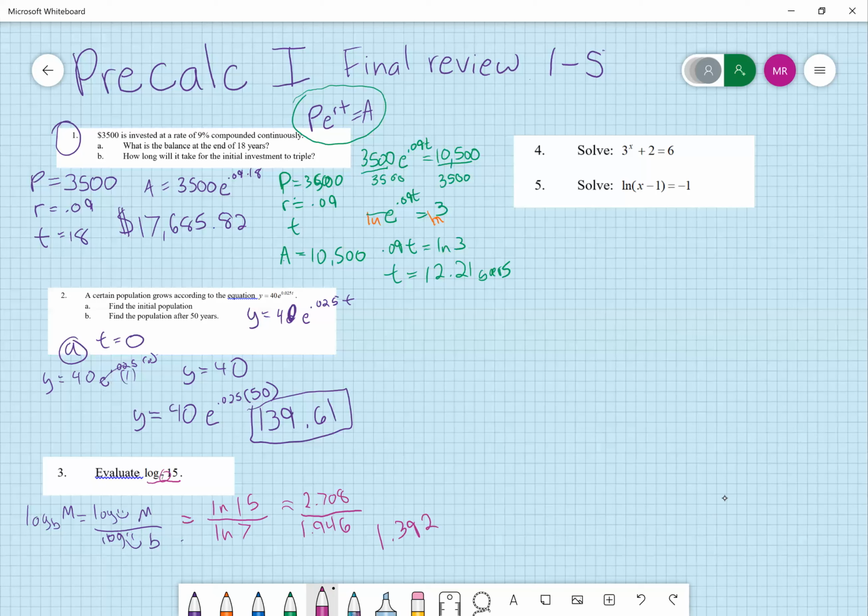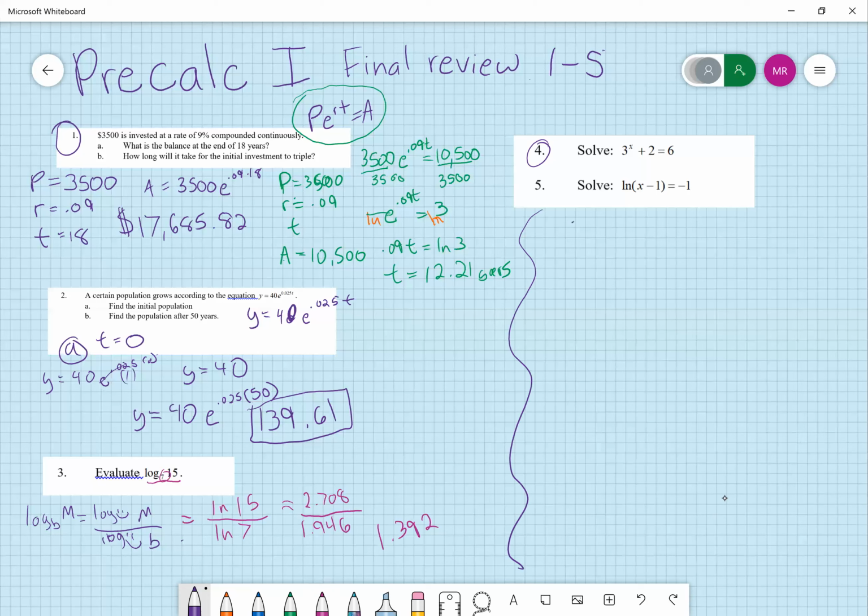All right, we're making pretty good progress on this. Let's keep going. So 4 and 5 are exponential equations, and so we're going to switch gears just a little bit. But the log and exponential equations are inverses of each other. So let's start with number 4.